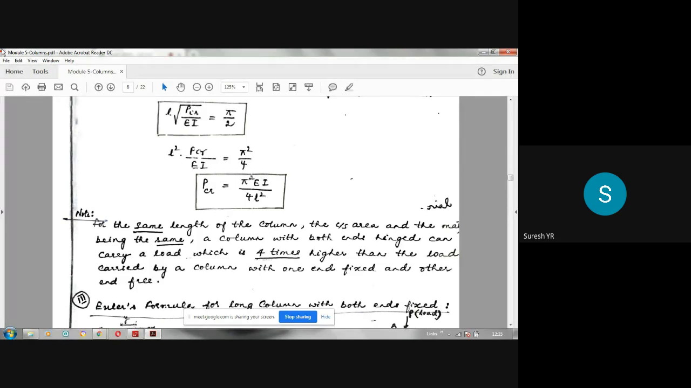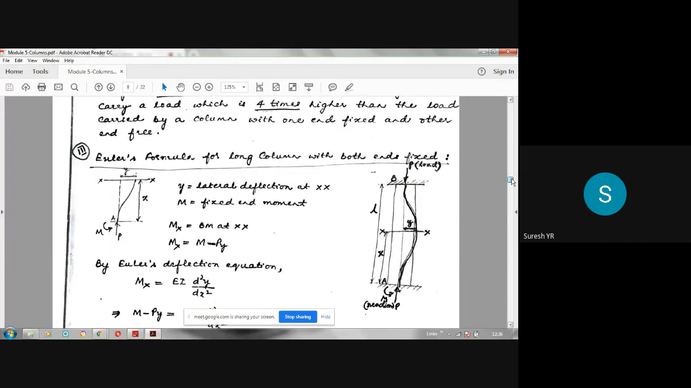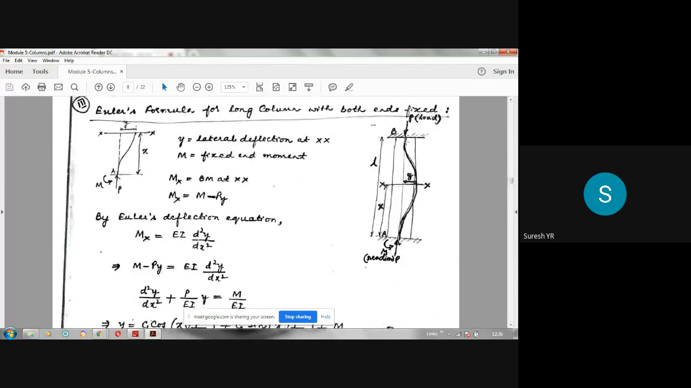So I have explained two derivations today. In the next class, I will take another two derivations in continuation. Euler's formula for a long column with both ends fixed. See, in this case, the buckling will be like this. We know that at the fixed end, rotation is 0, that is slope is 0, as well as deflection is 0. So that is the boundary condition.